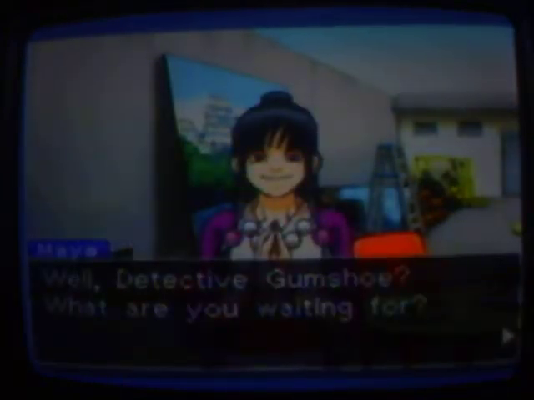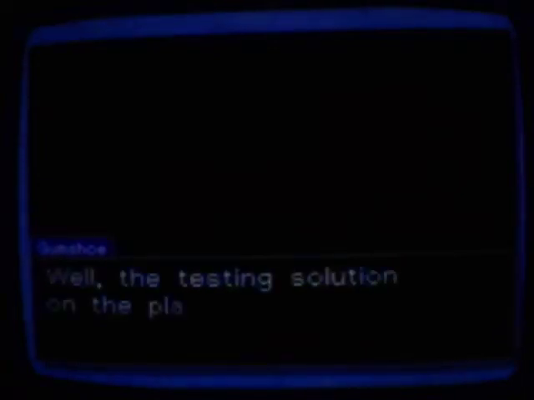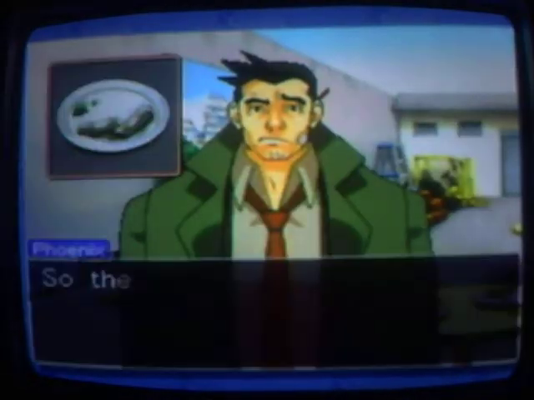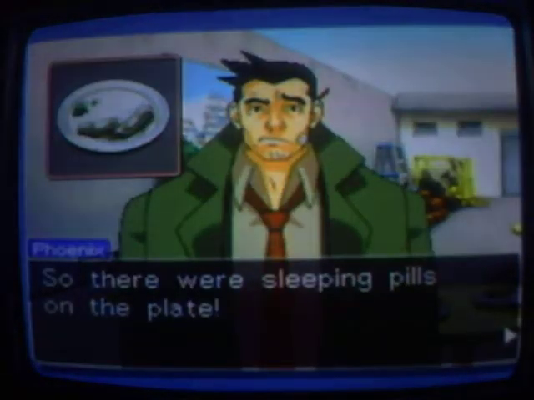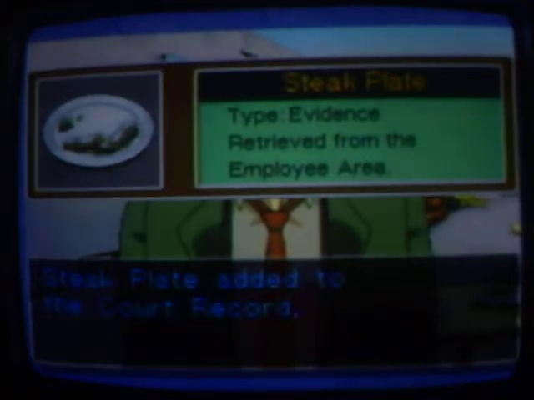Wow, neat. Well, Detective Gumshoe, what are you waiting for? Now, everything in due time, pal. Well, the testing solution on the plate changed color, alright. So there were sleeping pills on the plate. Looks like it. Plate added to the court record. Evidence retrieved from the employee area.